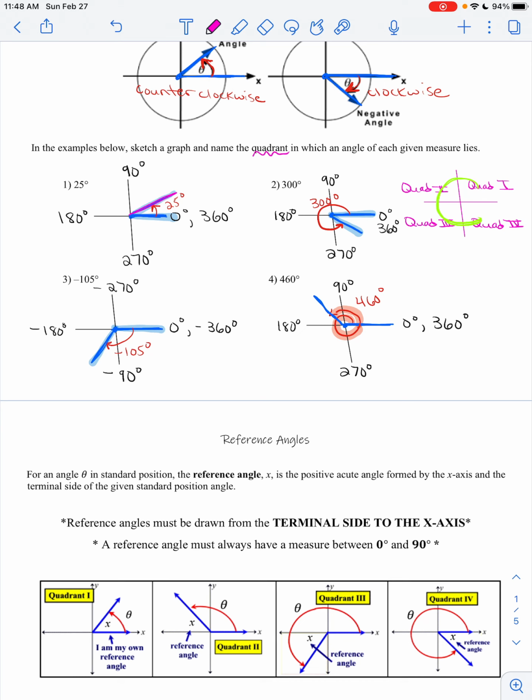So this is my terminal side of my angle, and so that's quadrant 1. Here for example 2, this is my terminal side of my angle. That's quadrant 4. For example 3, here's my terminal side. That's quadrant 3. And for example 4, here's my terminal side. That's quadrant 2.